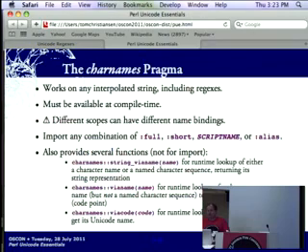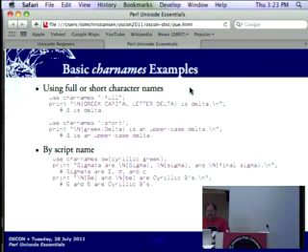Charnames pragma. I like the charnames pragma because I want to use backslash capital N so you can name the character. I almost never use the script names. I usually use full or short. But you can say, give me all the Cyrillic and Greek names. And then you can just say backslash N sigma. You don't have to say Greek capital letter, whatever.